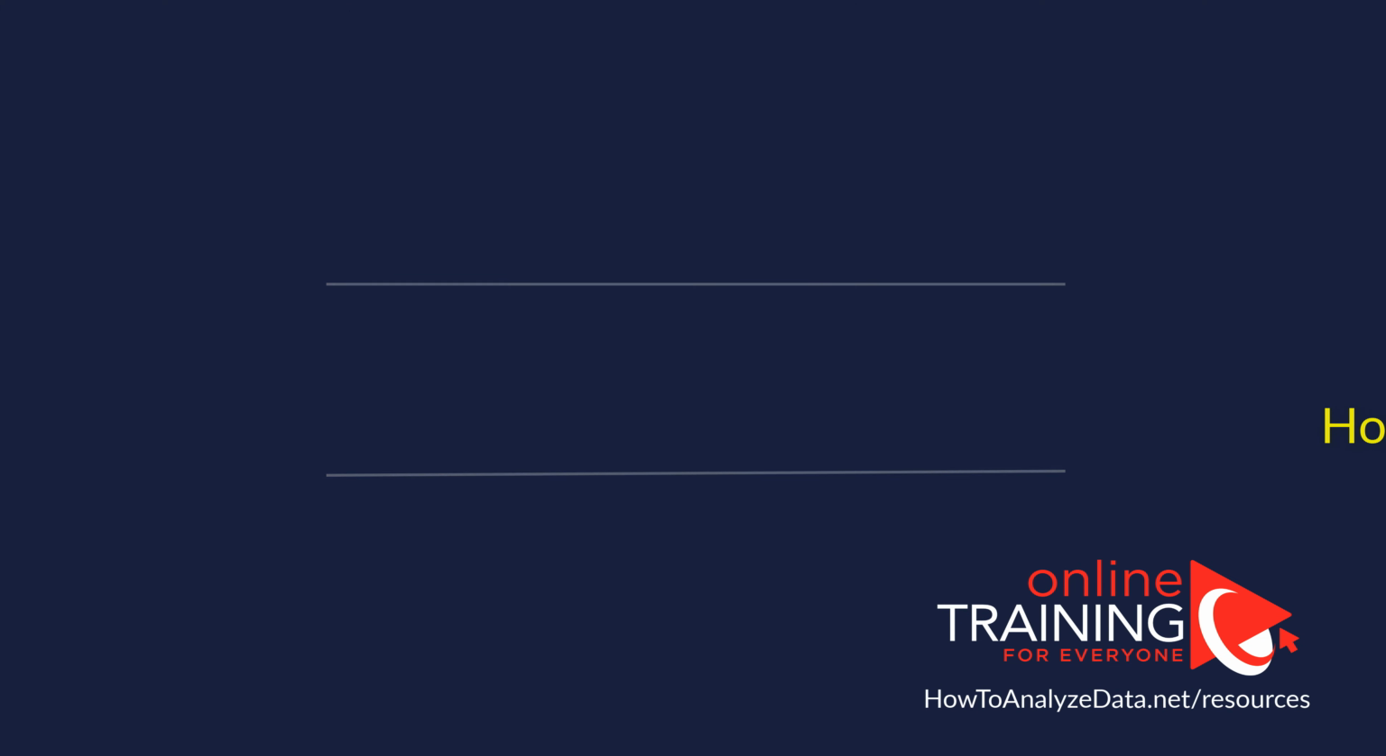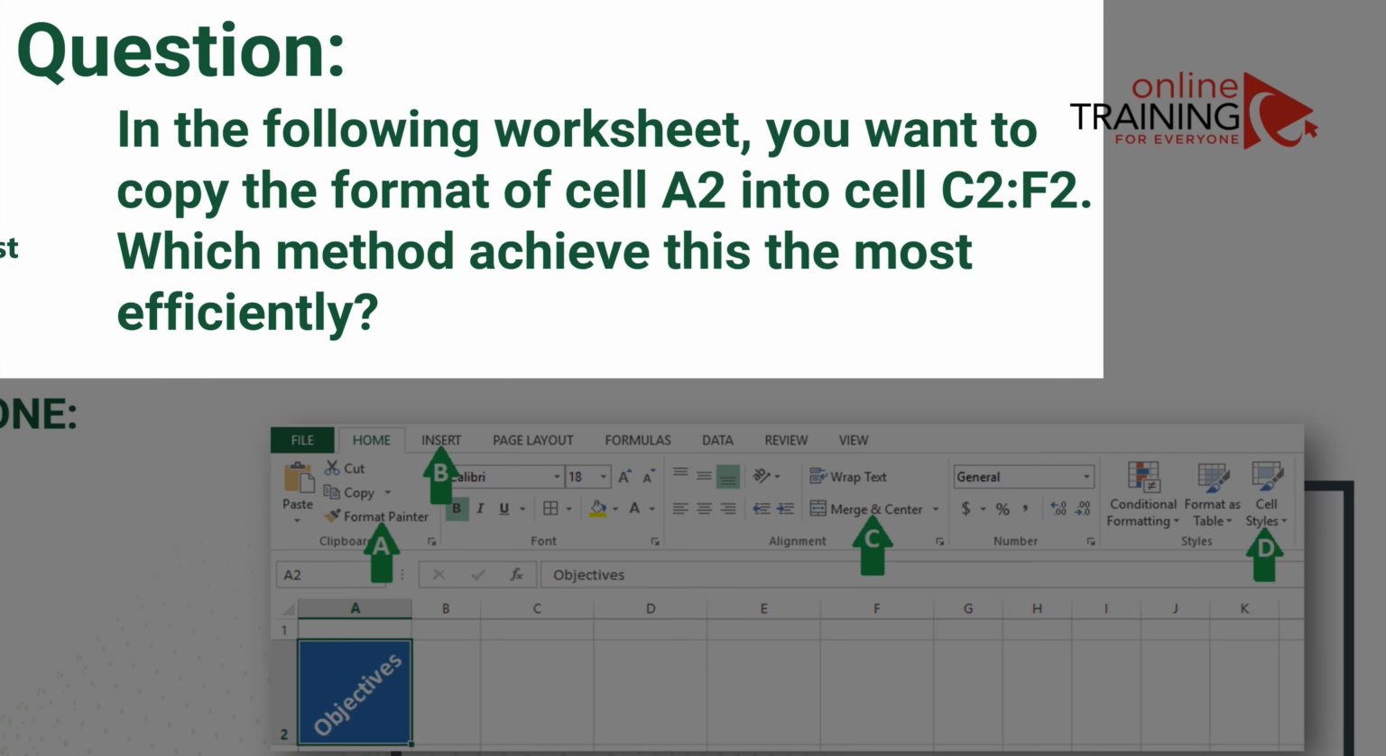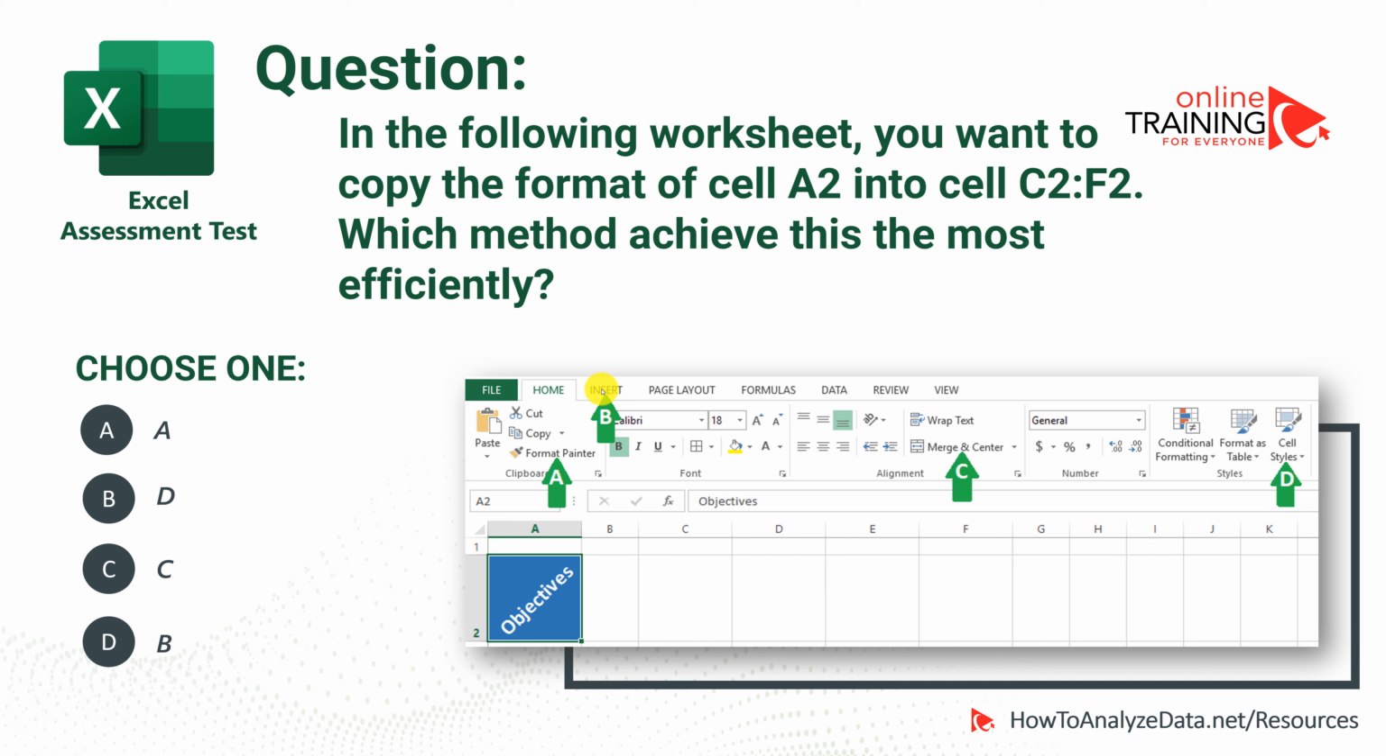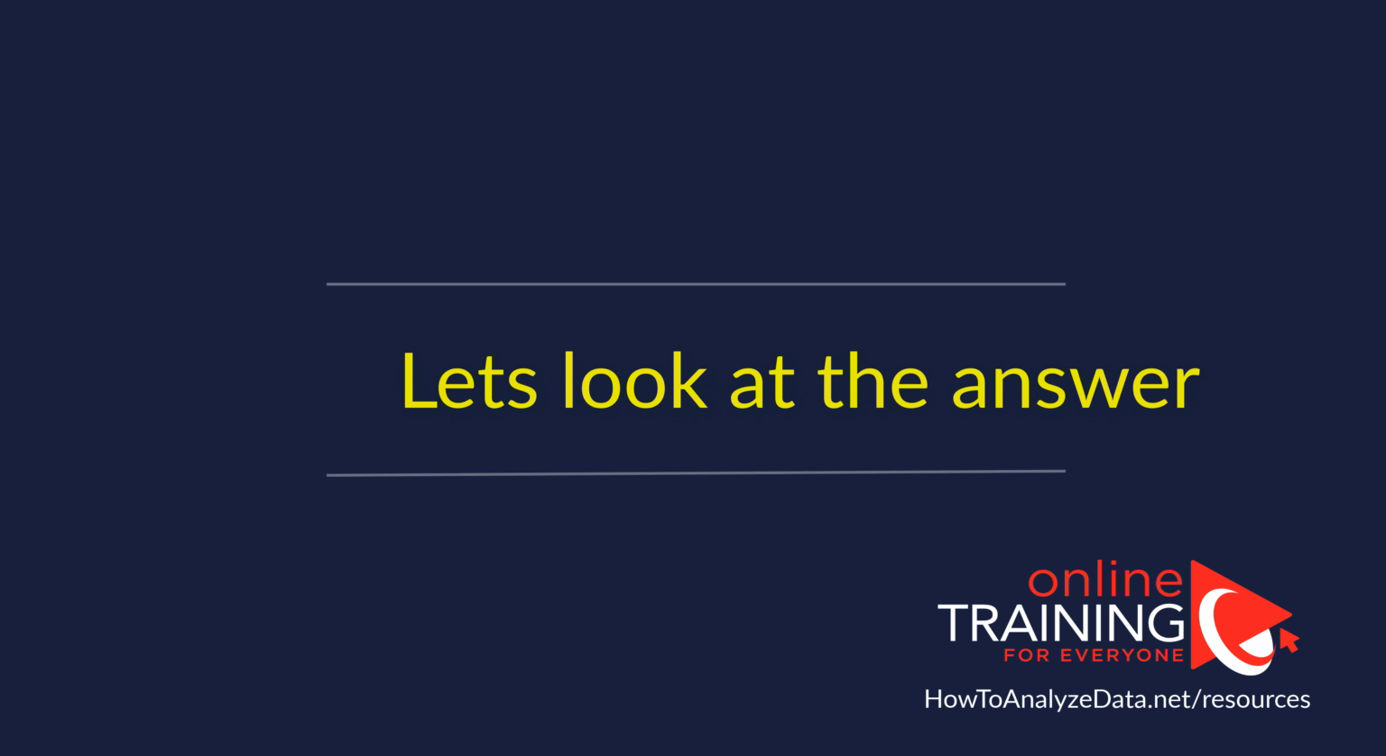A lot of times you might be tested on your knowledge of Excel formatting features. This is one of the sample questions you might get. In the following worksheet, you want to copy the format of cell A2 into the cells C2 through F2. Which method would you use to achieve this the most efficiently? In the 4 different choices presented here on the Excel screen, you can use Format Painter, choice A, you can use Insert, B, you can use Merge and Center, which is C, and then you can use Cell Styles, which is D. Which option would you choose?